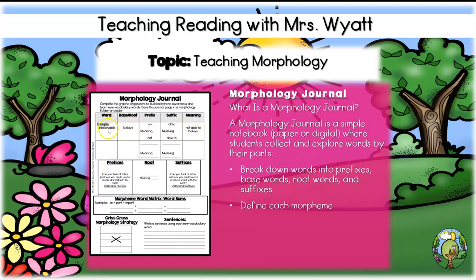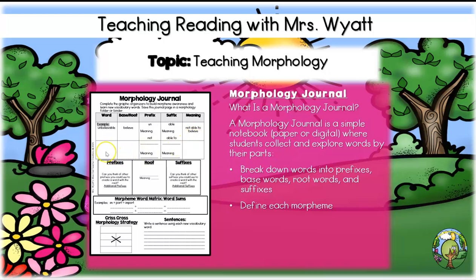So for the word unbelievable, they would know that the base is believe, and it's a base because that word is a word that you can use in your everyday reading and writing. And then you have the prefix un. We want to put that meaning part there so that they're still understanding that words are made up of not just phonemes but also morphemes. So un means not. The suffix is able. It means able to. And so the meaning of unbelievable is not able to believe.